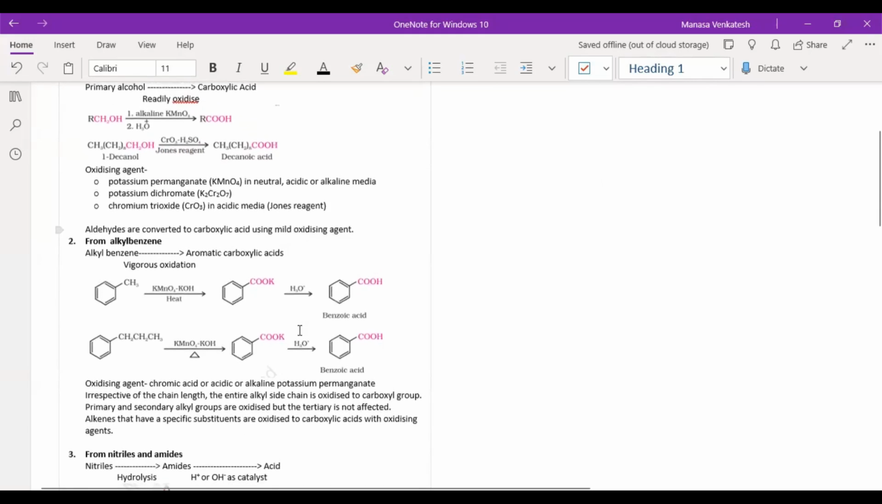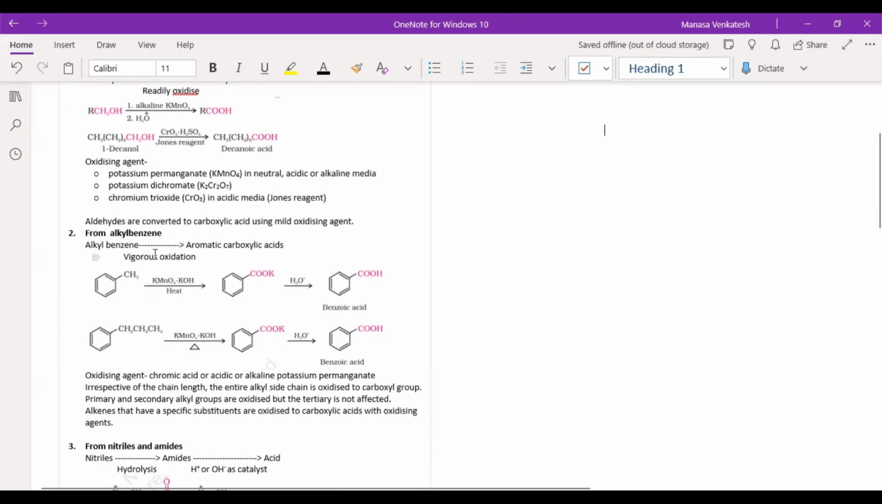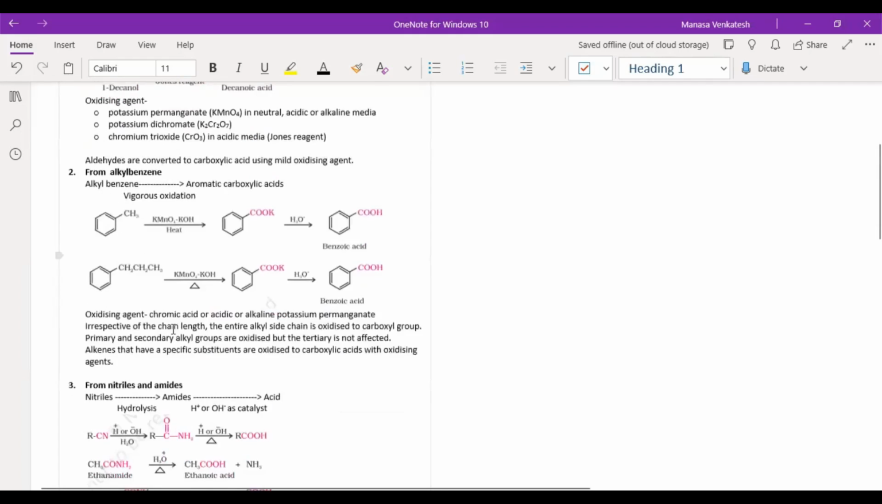Next is alkyl benzenes. Alkyl benzene undergoes vigorous oxidation to give us aromatic carboxylic acid. So irrespective of the chain length, they're going to undergo oxidation to give us the aromatic carboxylic acid. The oxidizing agent used over here is chromic acid or acidic or alkaline potassium permanganate. Now, the primary and secondary alkyl groups are oxidized, but if this group was a tertiary alkyl group, it wouldn't have been affected. And the alkenes which have a specific substituent can also undergo oxidation with this particular reaction.